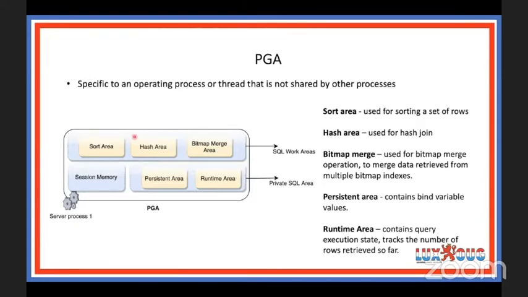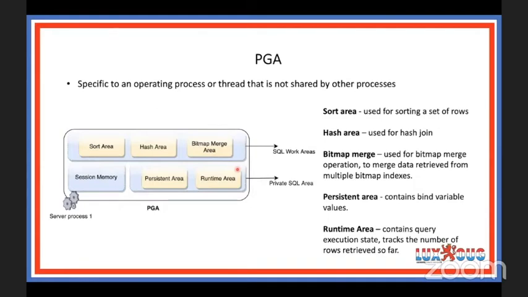The PGA is a program global area specific to an operating process or thread that's not shared by other processes, and this is also divided into several areas. SQL work area, this blue one, and the private SQL area. When we have operations like selecting something with an order by statement, we need sort area size, which Oracle uses. Hash area is used for hash joins, and bitmap merge is used when bitmap indexes need to be merged to retrieve data.